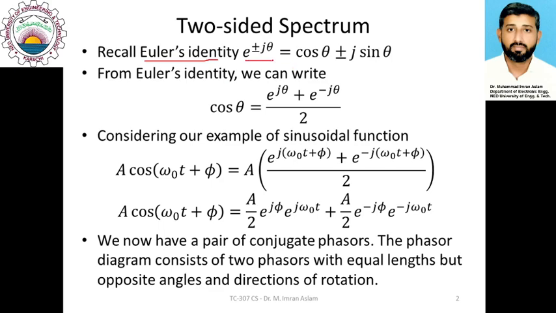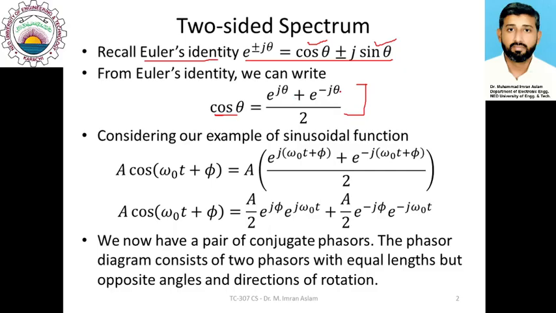We know that Euler's identity relates the complex exponential function with sinusoidal functions. e raised to power plus or minus j theta is equal to cos theta plus or minus j sin theta. So e raised to power j theta is a complex number for which the real part is cosine theta and the imaginary part is sin theta. From this identity, we can separate out the cosine function, which can be written in this form: cos theta is equal to e raised to power j theta plus e raised to power minus j theta, upon 2. So this is the representation of the cosine function in terms of complex exponentials.